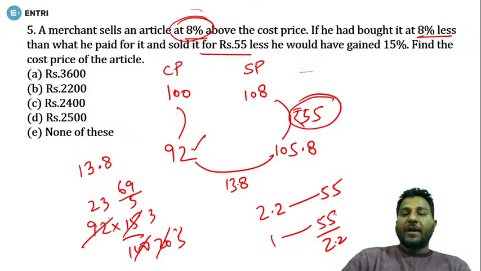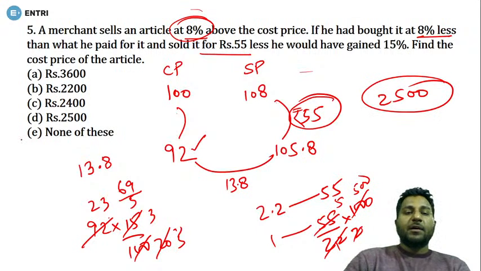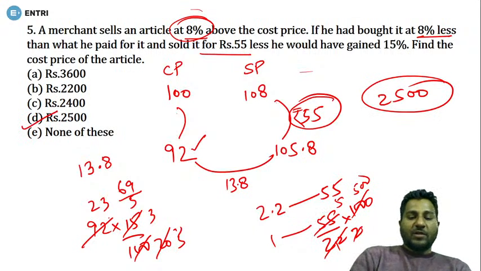So 1 ratio equals 55 upon 2.2. That means we need to find the cost price of the article. Let's multiply with 100. 11, 2, 11 5, 2 500. That means 2500 would be the correct answer. So guys, tell me, have you got the concept?